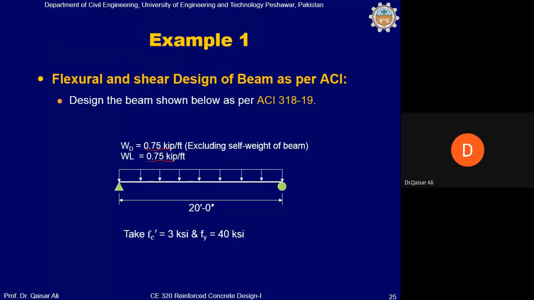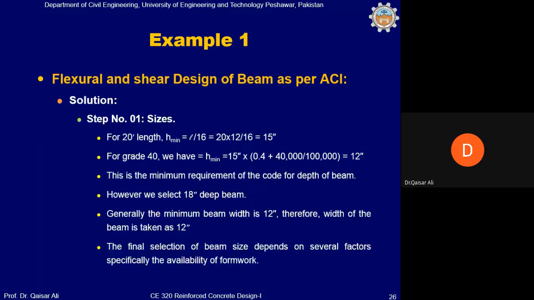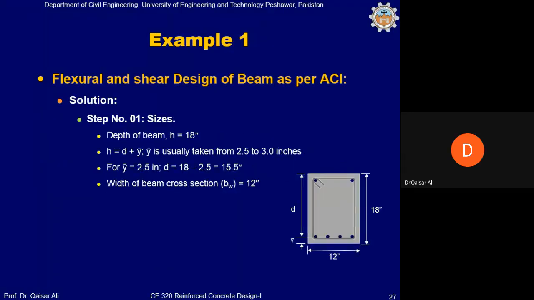इसमें मुश्किल नहीं है, बहुत आसान है, आप ज़रा इसको देखते रहें। इसमें डेड लोड और लाइव लोड गिवन है, ACI कोड 318-19 के मुताबिक डिज़ाइन करना, FC प्राइम, FY, everything is given to you. These steps are already covered in the flexure design. H minimum is equal to L by 16, B and D. These things we have already covered in flexure design. इसको मैं नहीं करूँगा.